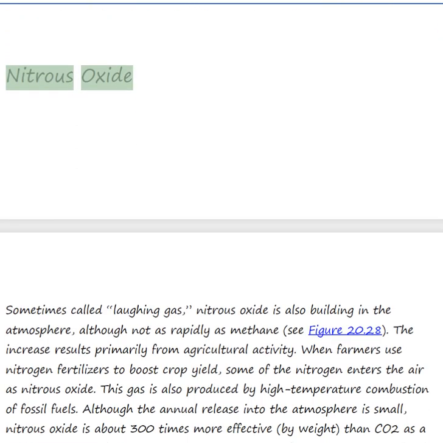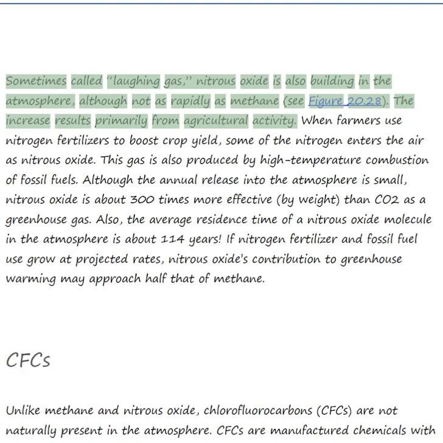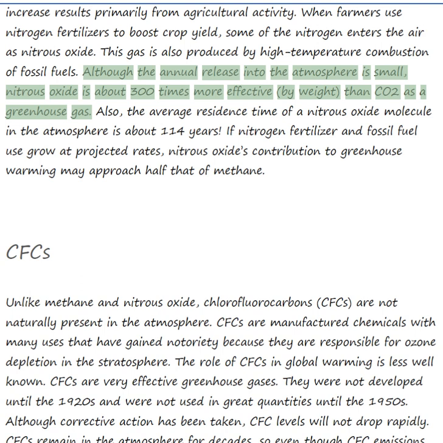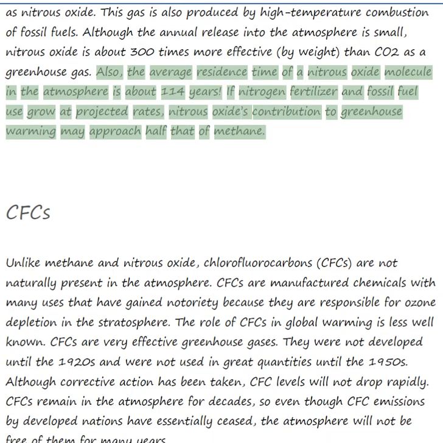Nitrous oxide. Sometimes called laughing gas, nitrous oxide is also building in the atmosphere, although not as rapidly as methane. The increase results primarily from agricultural activity. When farmers use nitrogen fertilizers to boost crop yield, some of the nitrogen enters the air as nitrous oxide. This gas is also produced by high-temperature combustion of fossil fuels. Although the annual release into the atmosphere is small, nitrous oxide is about 300 times more effective than CO2 as a greenhouse gas. Also, the average residence time of a nitrous oxide molecule in the atmosphere is about 114 years. If nitrogen fertilizer and fossil fuel use grow at projected rates, nitrous oxide's contribution to greenhouse warming may approach half that of methane.